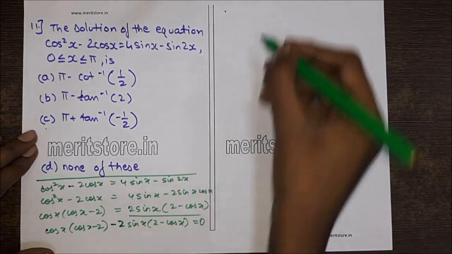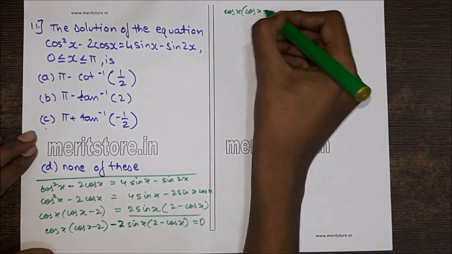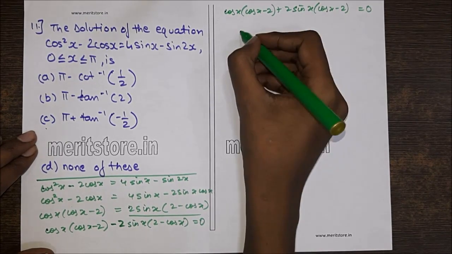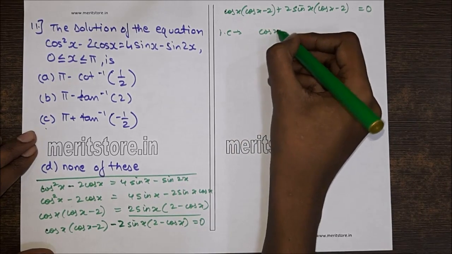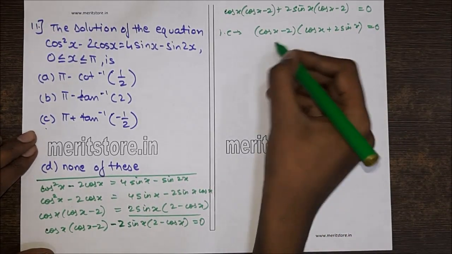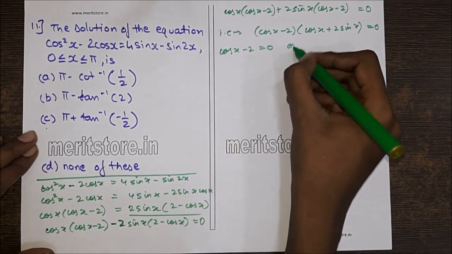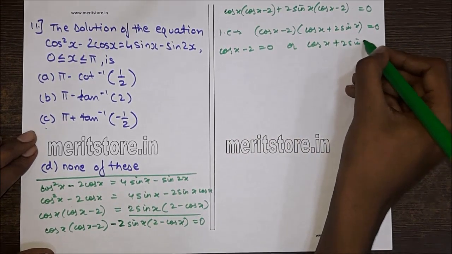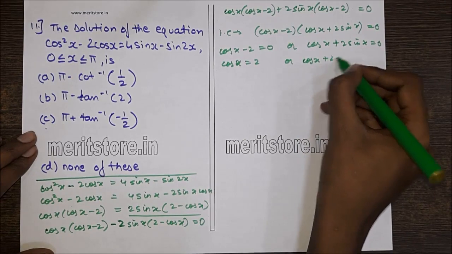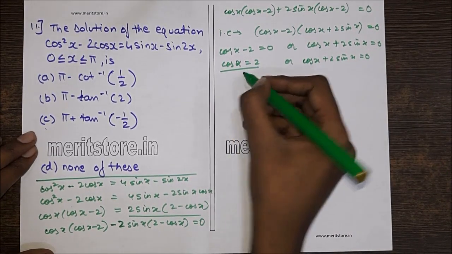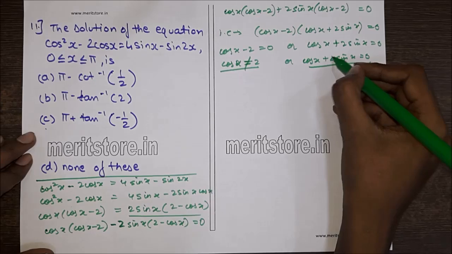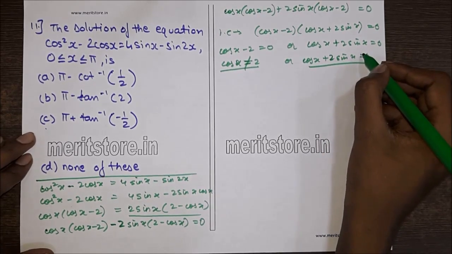We take minus 1 common here. So we get cos x minus 2 plus 2 sin x into cos x minus 2 is equal to 0. That is, cos x minus 2 into cos x plus 2 sin x is equal to 0. So therefore either cos x minus 2 is 0 or cos x plus 2 sin x is 0. So cos x is equal to 2 or cos x plus 2 sin x is equal to 0. Now this case is not possible because cos x cannot exceed 1. So this assumption is true, that is cos x plus 2 sin x is equal to 0.